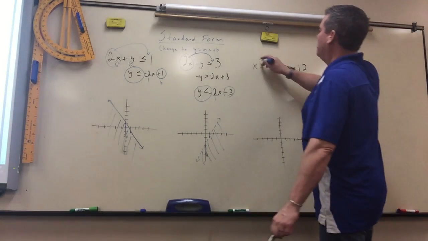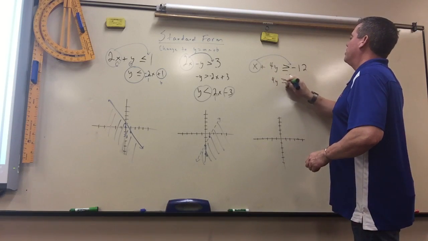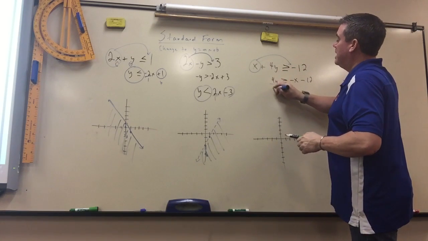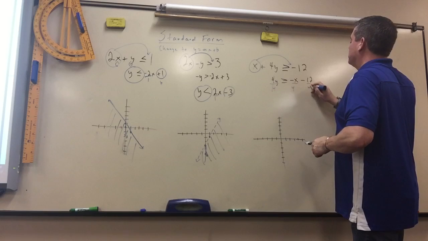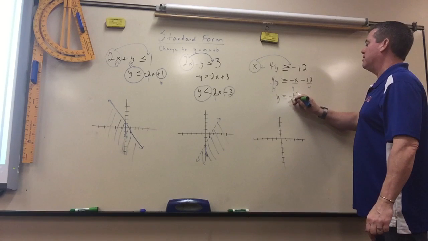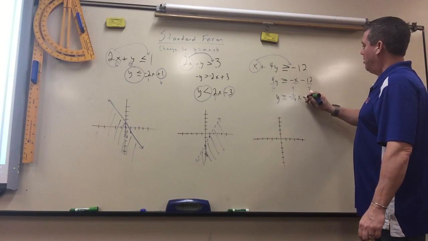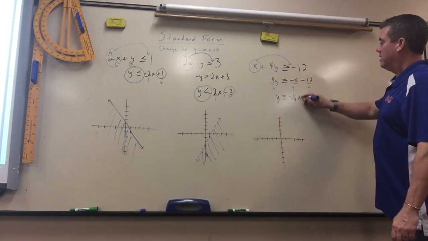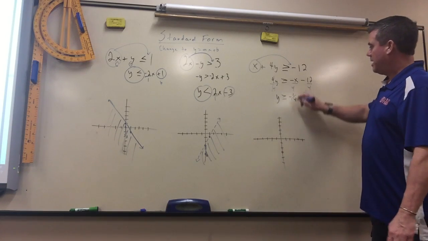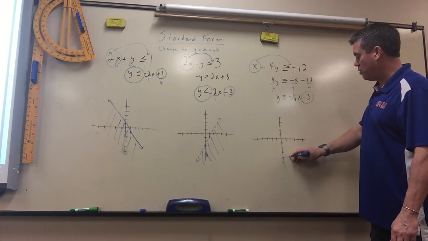Okay, here we have to get the x over here. So it would be 4y is greater than or equal to, that would change to negative x minus 12. Then you have to divide everything by 4. So y is greater than or equal to negative x over 4, you could just write as negative 1/4 x. Negative 12 over 4 is minus 3. So it crosses at negative 3, the y-intercept. From there, our slope is negative 1/4. So you go down 1 and over 4.